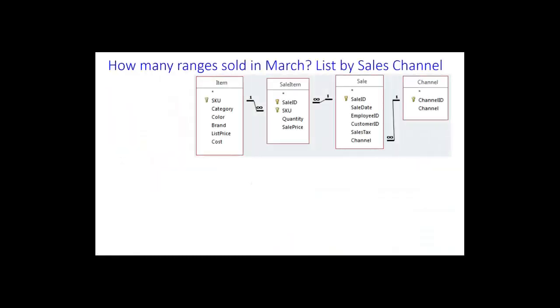How many ranges sold in March? List them by sales channel. We're looking at ranges, so we need to look at the item table. Category, we need to look at the date, March. We need to look at channels. What channels sold how many ranges, so we need to group by them. And then we need the quantity, so we need all these four tables.